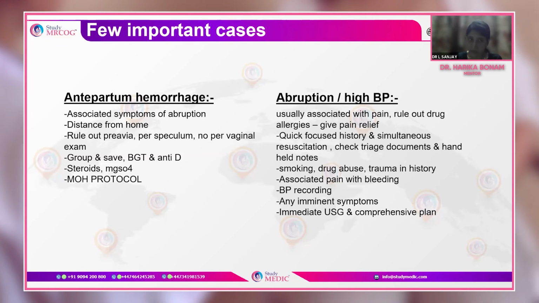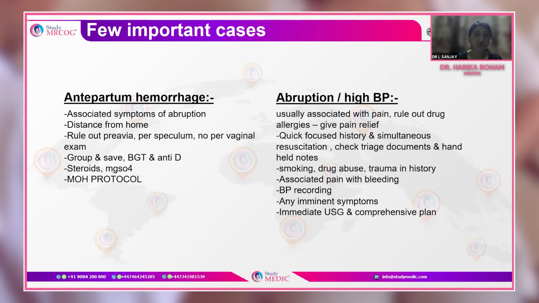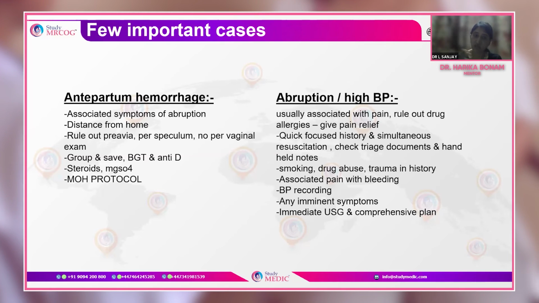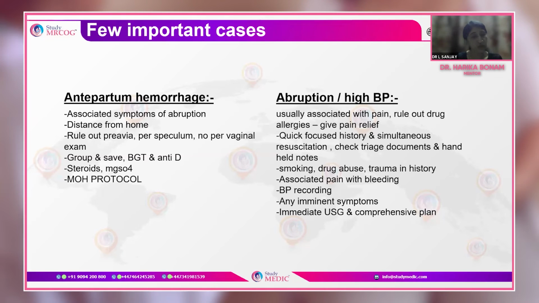If not, do a per speculum examination. As I already said, grouping and saving, blood grouping and anti-D accordingly. If you feel that the hemorrhage is more, do a KB test to assess the feto-maternal hemorrhage and whether you have to give further doses of anti-D. If the gestation falls below the indicated gestation, you have to give steroids and magnesium sulfate.